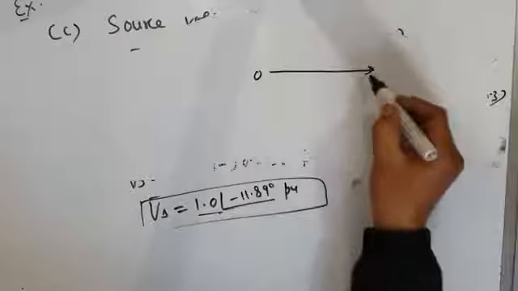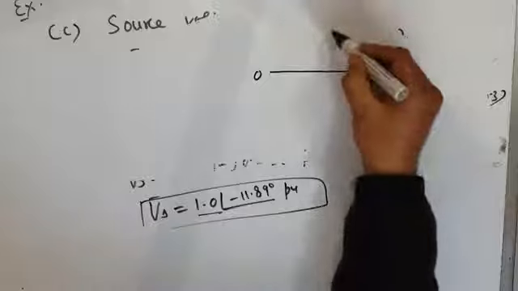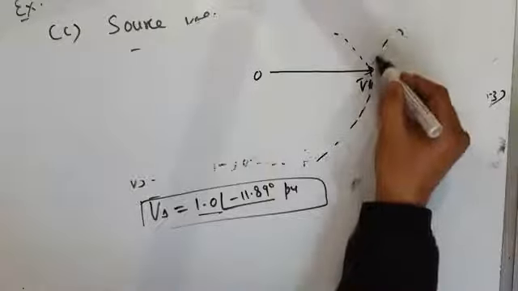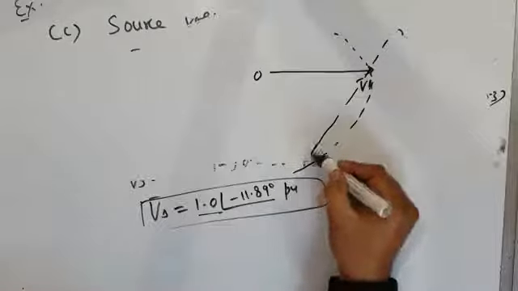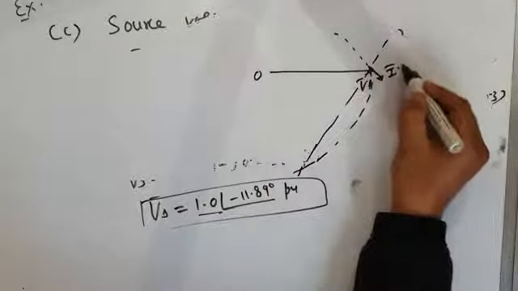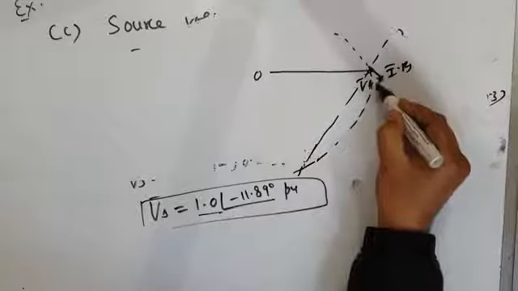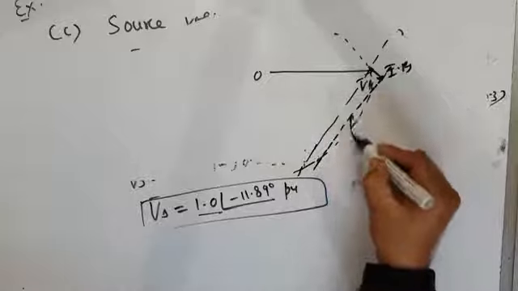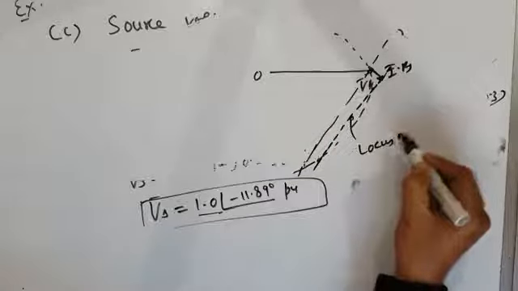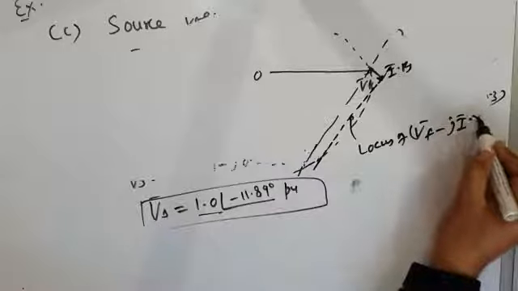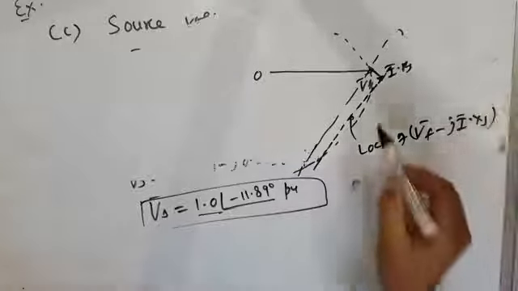यह आपकी लोड वोल्टेज VL है, which is 1 per unit. ओके, ये आपका I into RS ड्रॉप है और ये लोकस है. This is the locus of VF minus, this is locus of VF minus J I into XS. ये उसका लोकस है.